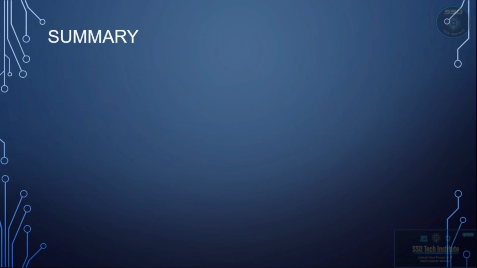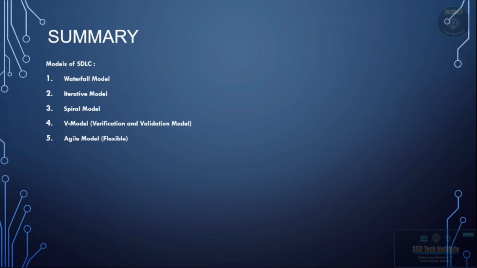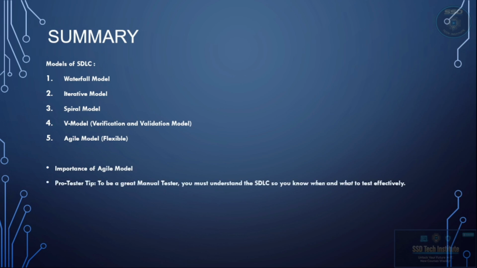Recap. We have covered the waterfall model, iterative model, spiral model, V model, and agile model. We have also learned the importance of the agile model. As a pro tester tip, to be a great manual tester, you must understand the SDLC and know exactly what and when to test, effectively.